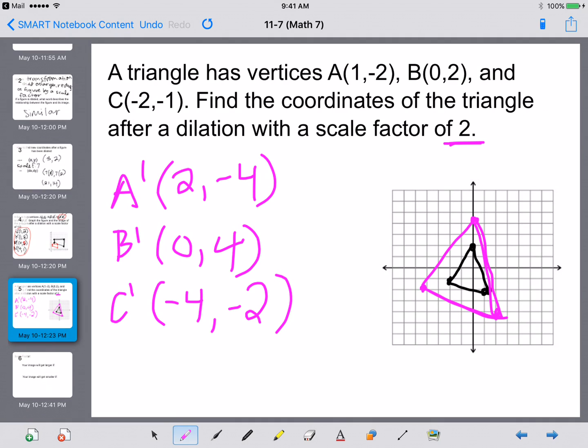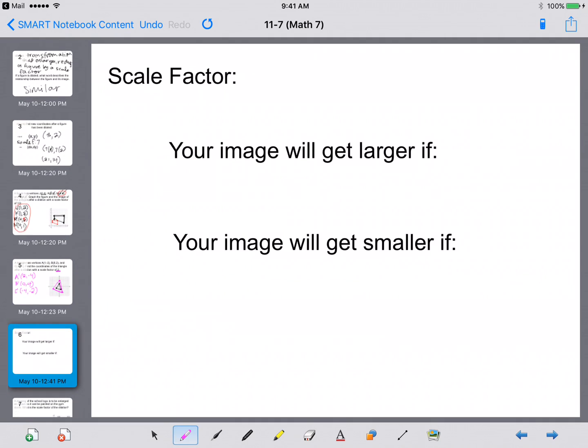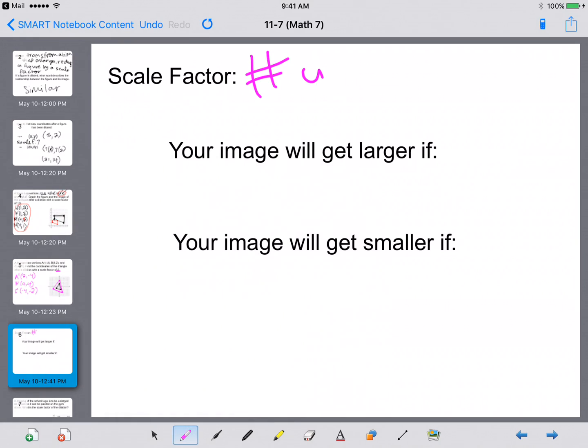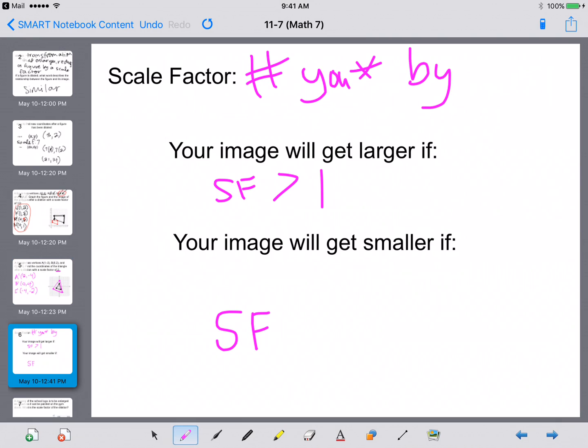So when your scale factor, remember that would be, I'll just write in pink, the number you multiply by. Your image will get larger if, like here, your scale factor is greater than 1. Your image will get smaller if your scale factor is less than 1 but greater than 0. So basically if it's a fraction.